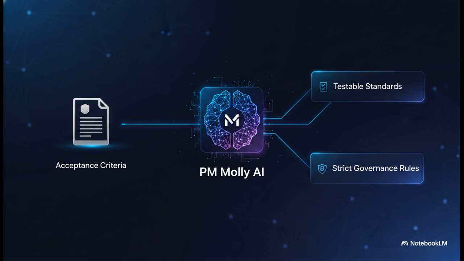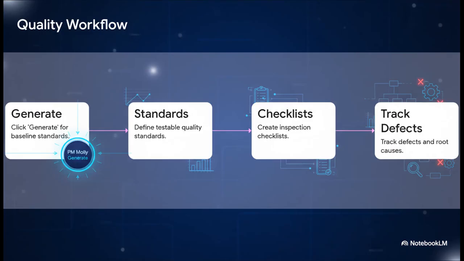The Project Management Institute is super clear on this. Quality is planned, it's not just inspected into a product. So we use PMoly's quality management module to take your deliverable acceptance criteria and translate them directly into highly testable standards and strict governance rules. Using this module is seriously efficient.